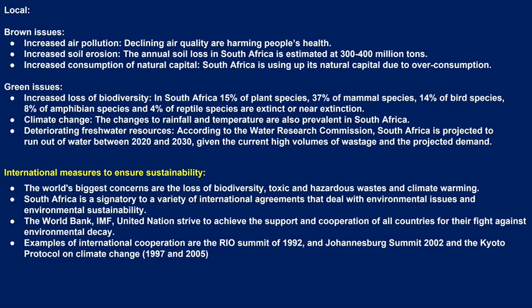When it comes to the brown issues, increased air pollution and declining air quality are harming people's health, along with increased soil erosion. The annual soil loss in South Africa is estimated at 300 to 400 million tons. Increased consumption of natural capital: South Africa is using up its natural capital due to overconsumption. Green issues, increased loss of biodiversity. In South Africa, 15% of plant species, 37% of mammal species, 14% of bird species, 8% of amphibian species, and 4% of reptile species are extinct or near extinction. Climate change: the changes to rainfall and temperature are also prevalent in South Africa.